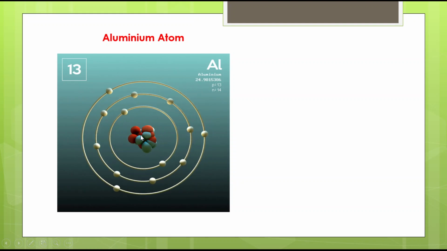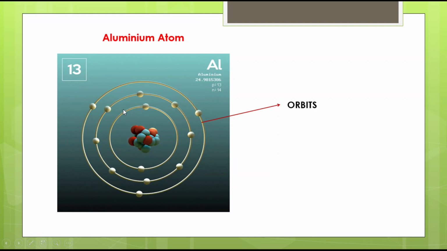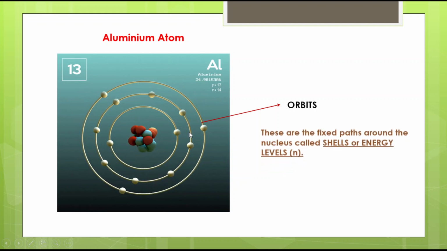So let us consider the red ones are neutrons and the blue ones are protons. Electrons are negatively charged. The nucleus is positively charged because of the protons. Protons are positively charged, and the electrons are revolving around the nucleus in a fixed circular path. So these fixed circular paths are called orbits. So the electrons are revolving around the nucleus in a fixed circular path, and those fixed circular paths are called orbits. So let us see the definition also.